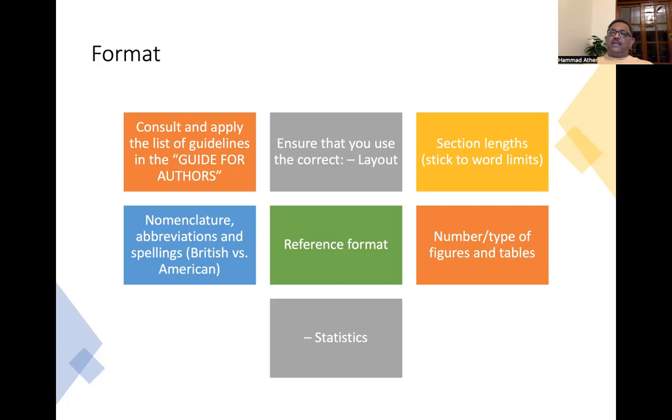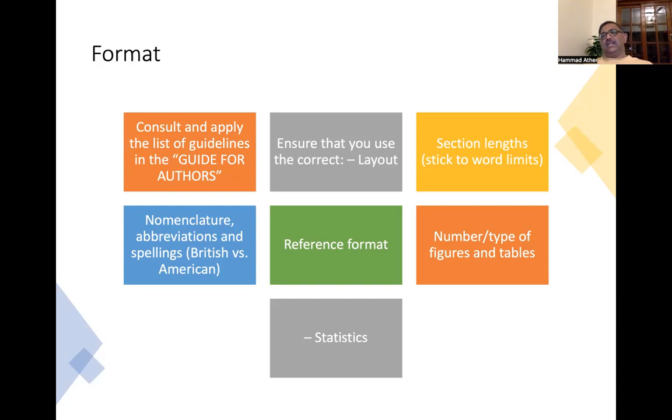The layout is correct according to the recommendations of that journal. The reference format is again very variable between various journals, so it's important that you look at that format. Otherwise, you have to redo all the references.